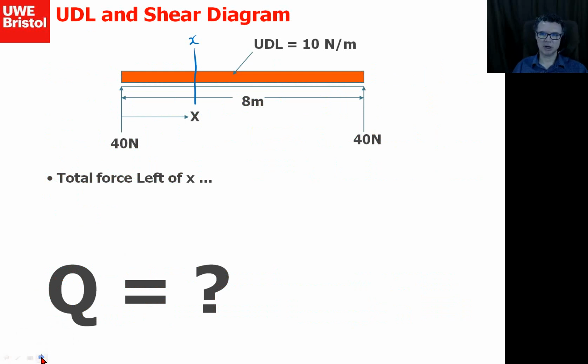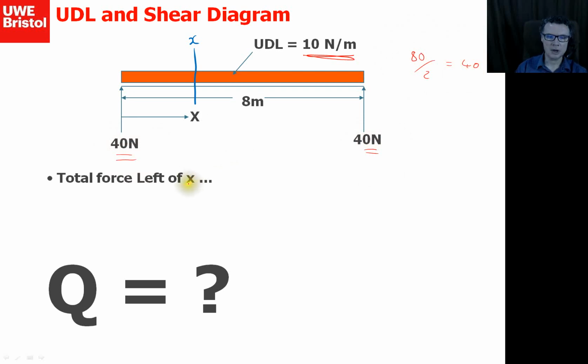So we'll consider this by considering a real bit of UDL stuck on 2 pivots, and that's what I've got there. So I've got a UDL, it's got 10 newtons per meter. It's 8 meters long, so overall it's going to have 80 newtons, which we can divide evenly between the 2 reactions. So the 2 reactions are going to be 40 newtons apiece. Okay, could derive that more formally, but that's fair enough.